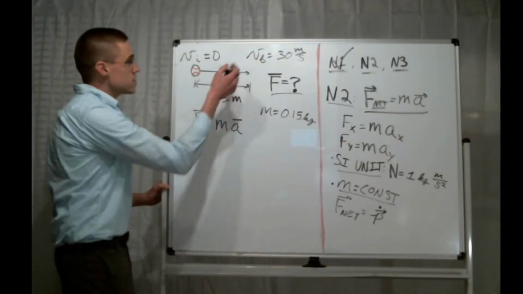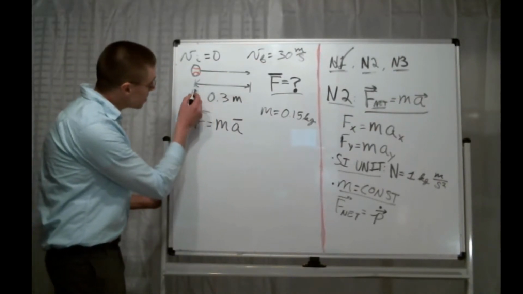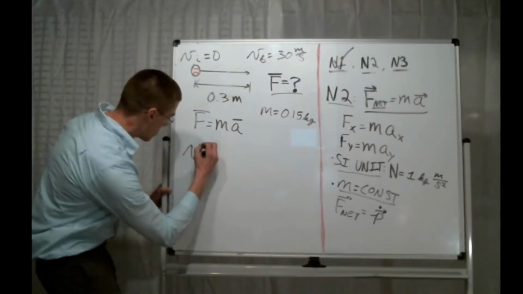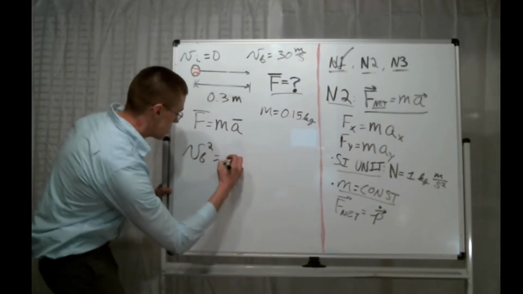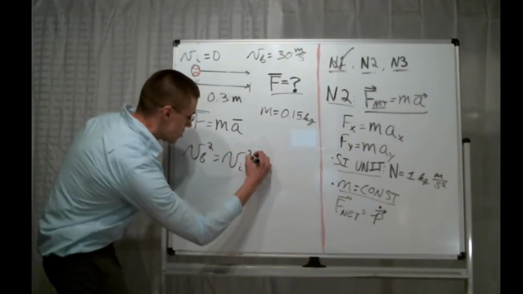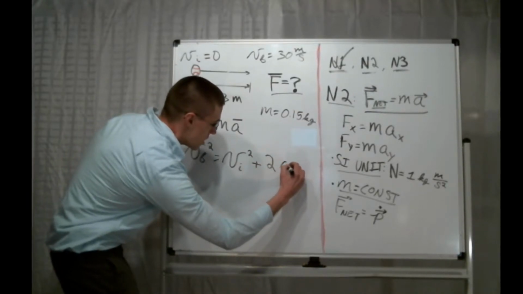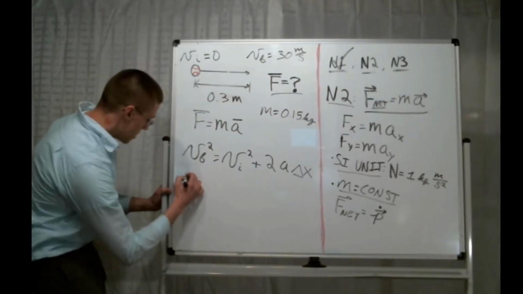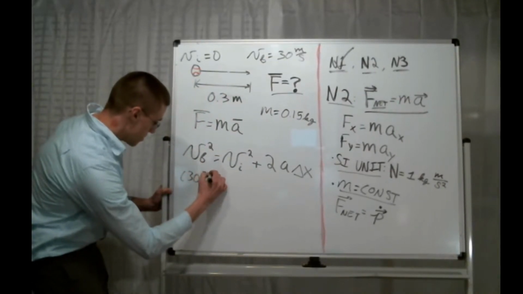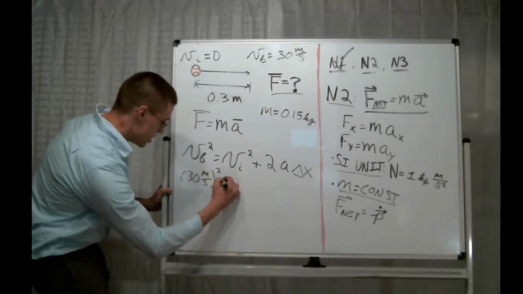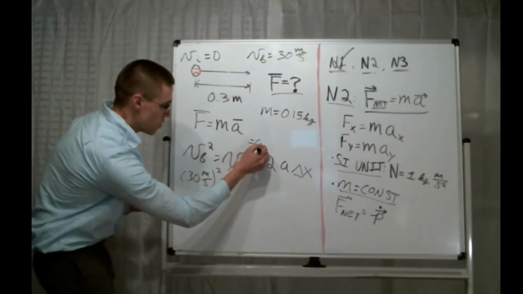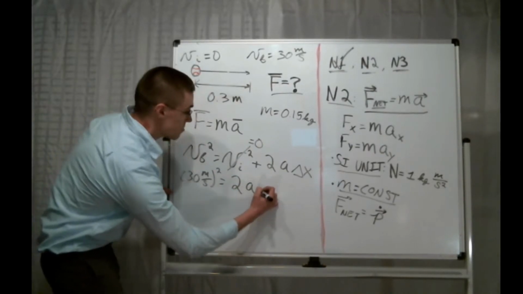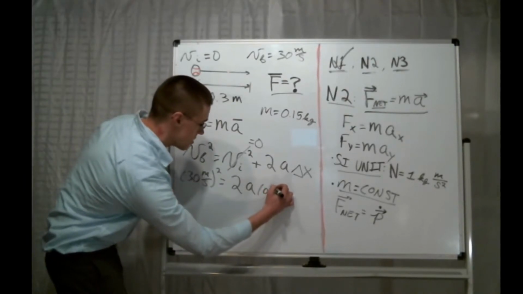When I know the initial velocity and the final velocity and the distance over which the velocity changed, then I can use this equation where velocity final squared is equal to velocity initial squared plus 2a change in x. Okay, just putting in numbers here, that's 30 meters per second squared equals, the initial velocity was 0, right? So that term goes away. So that equals 2 times a times 0.3 meters.